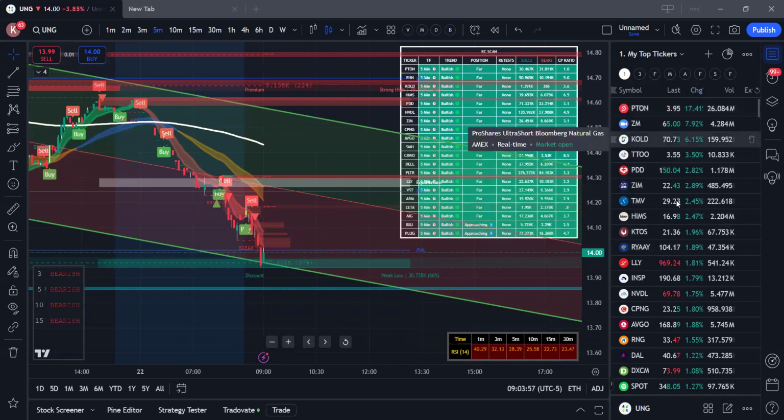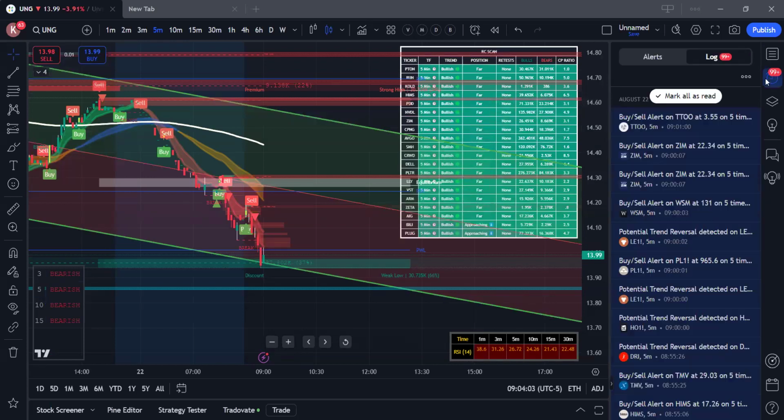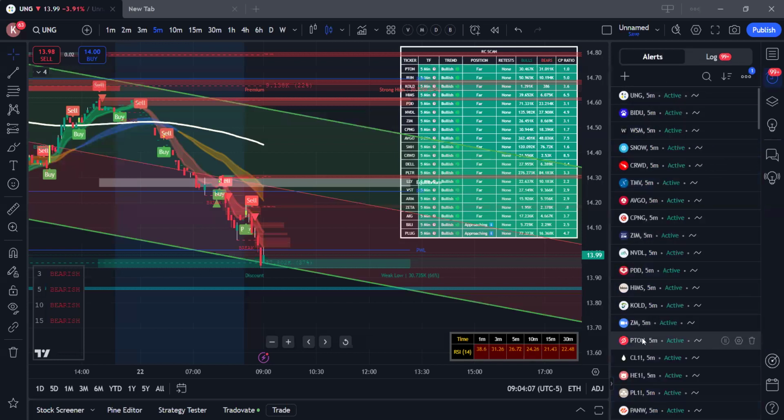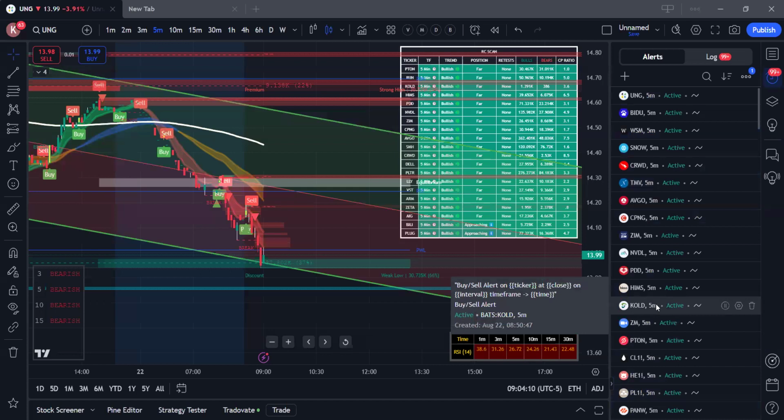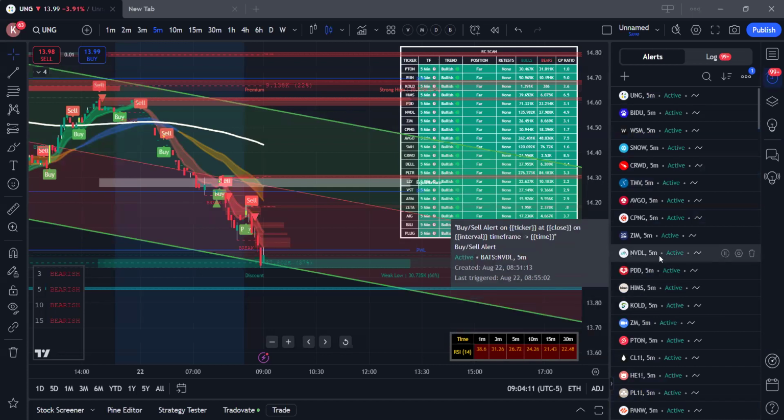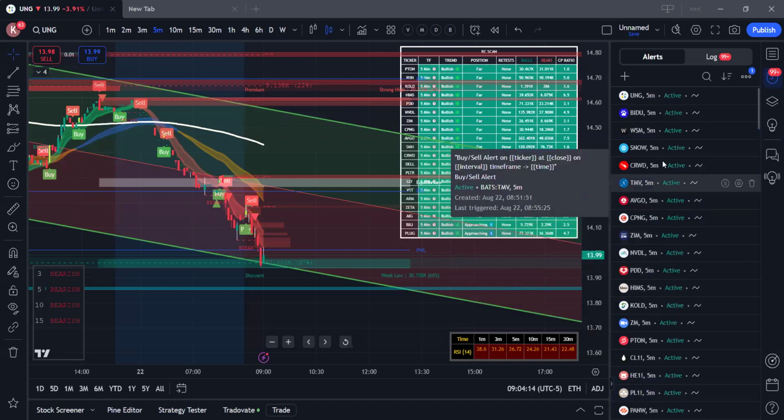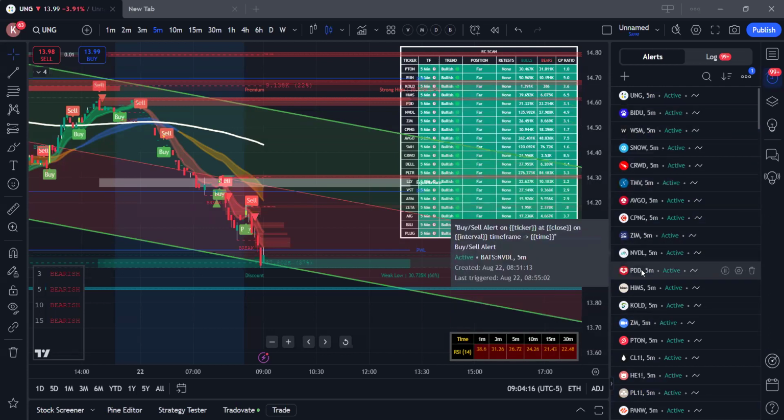In the same way, you can do it for Python, Zoom, Cold, PDD. These are some of the stocks which are moving well. We can do the same for the bullish stocks. I already created some alerts. If you see here, I already created for Python, Zoom, Cold, HIMS, PDD, NVDL or NVIDIA, Zim. These are some of the stocks which are moving well.